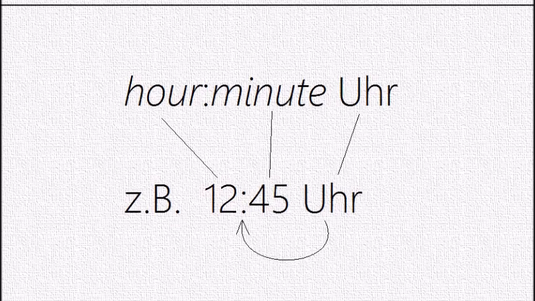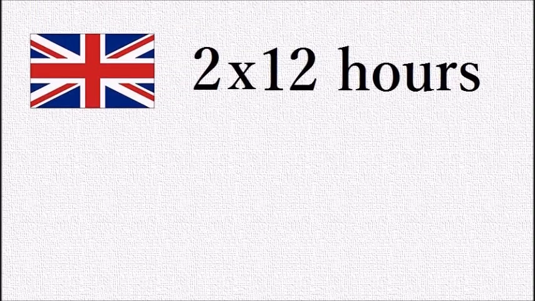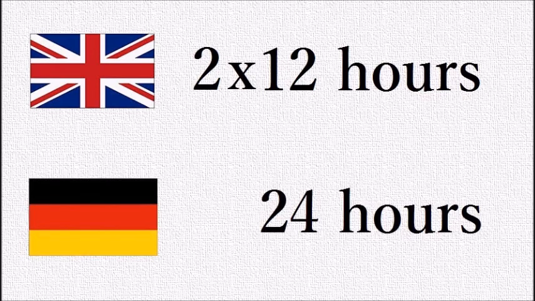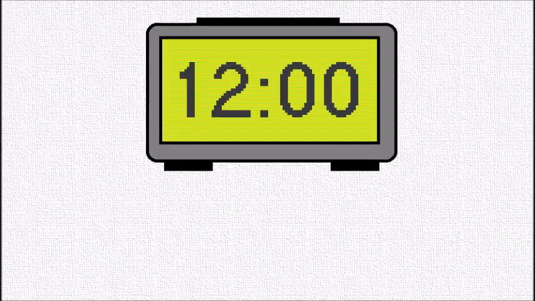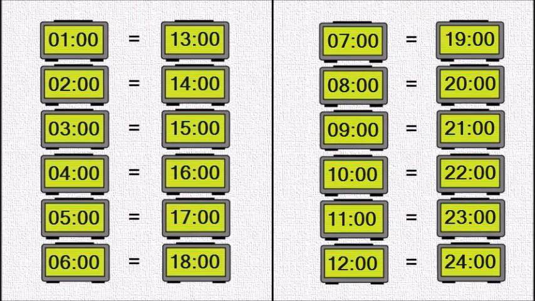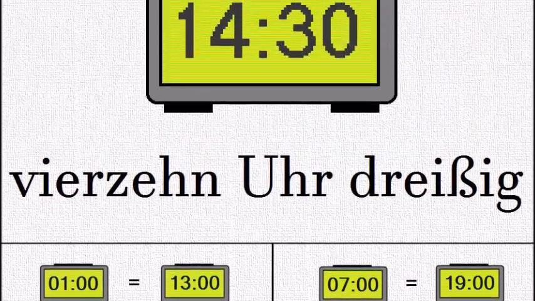In English you count the time 2 times 12 hours for one day, but Germans usually count it as 24 hours. So after 12 o'clock, the next hour will be 13 o'clock and then 14 o'clock, and so it continues until midnight. Midnight is called 0 Uhr, but at the full hour you can also say 24 Uhr. Here are some examples.